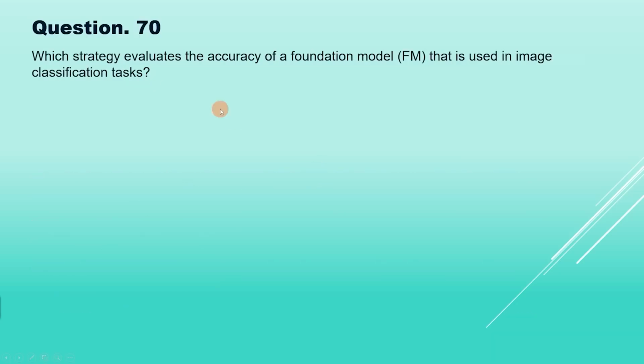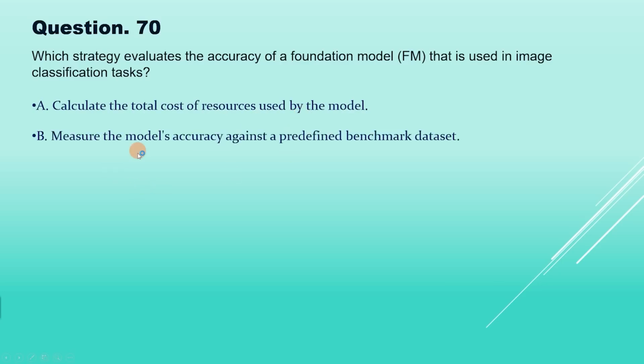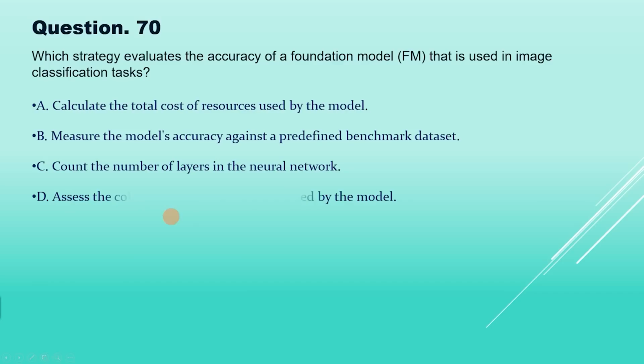Now question number 70. Which strategy evaluates the accuracy of a foundation model that is used in an image classification task? Here are the options. Option A, calculate the total cost of resources used by the model. Option B, measure model accuracy against a predefined benchmark dataset. Option C, count the number of layers in the neural network. Option D, assess the color accuracy of images processed by the model.